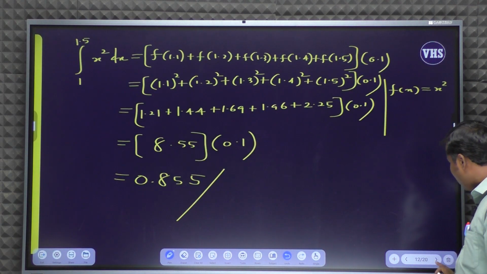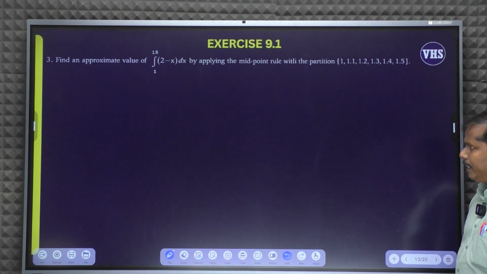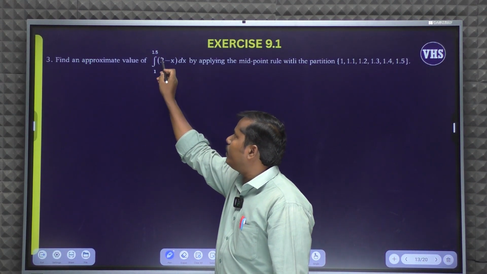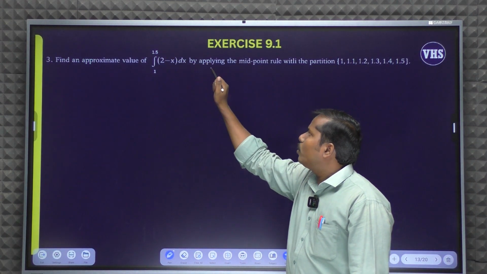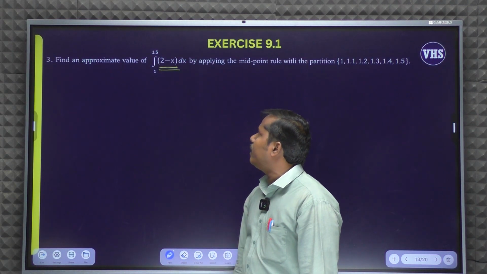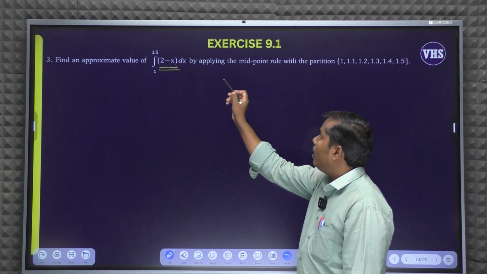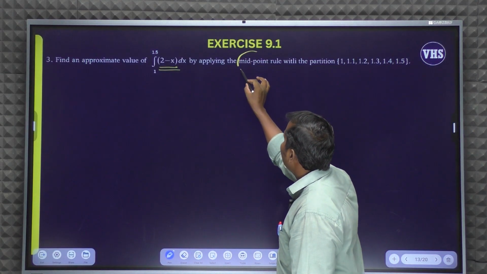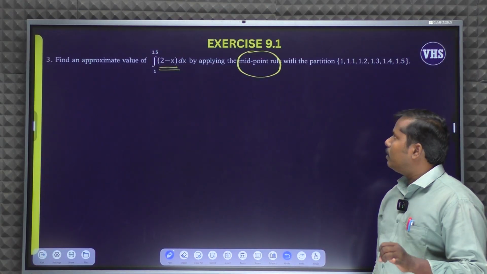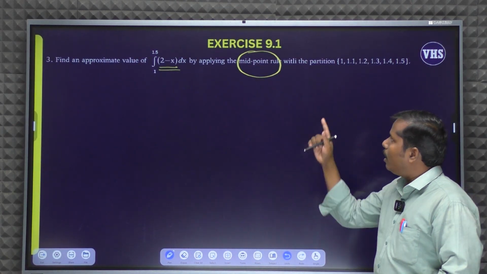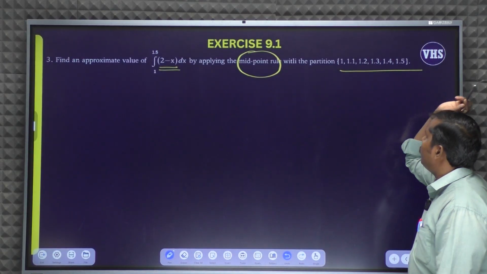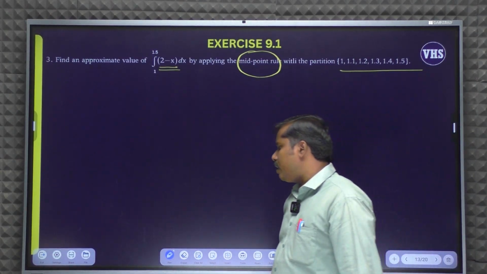Now it's the time to go to sum number 3. Have a look at this. Find an approximate value of integral 1 to 1.5, 2 minus x dx. Students, you see that you got change of function over there. By applying what rule? Midpoint rule. You see it. In the first problem you applied left hand rule. In the second one right hand rule. But in the last one we are utilizing midpoint rule. The partition remaining the same. So as usual, let us proceed.